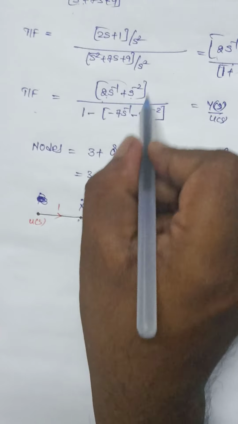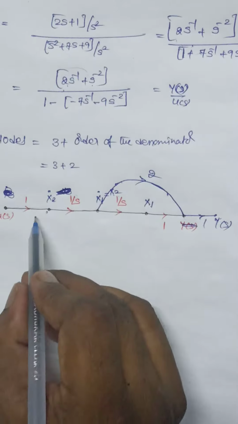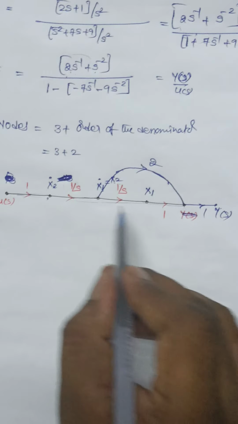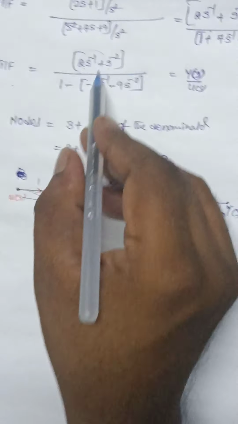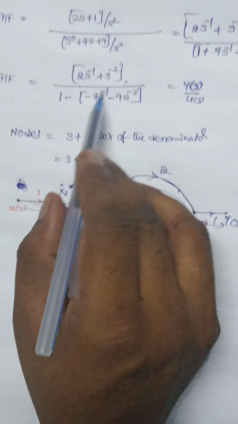The next forward path here is s power minus 2, that is from here to here. So this is one forward path, and it is another forward path. We found these two forward paths. Next, the loops here, 1 minus.